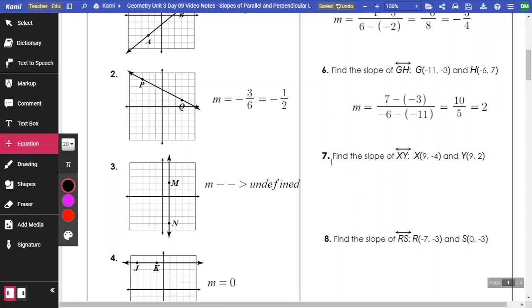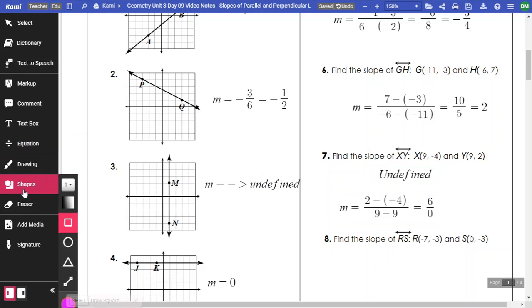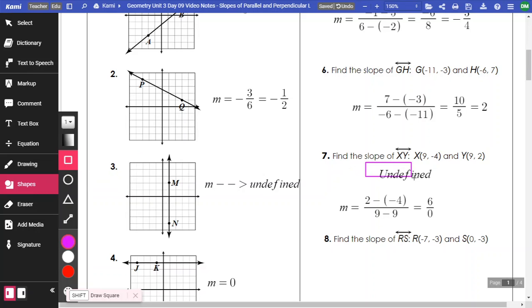Okay, a couple more. And these are our undefined and 0 ones again. So on number 7, the x value does not change. Only the y value does. And if the x value does not change, then that means this is going to be undefined. But let's look at what it actually means to be undefined. So our slope is going to be 2 minus a negative 4 over 9 minus 9. So this is equal to 6 over 0. And that's why this is undefined, because we cannot divide by 0.